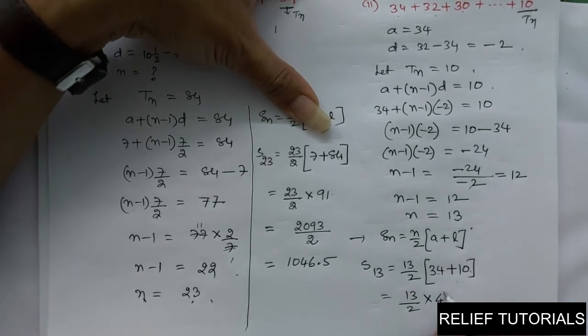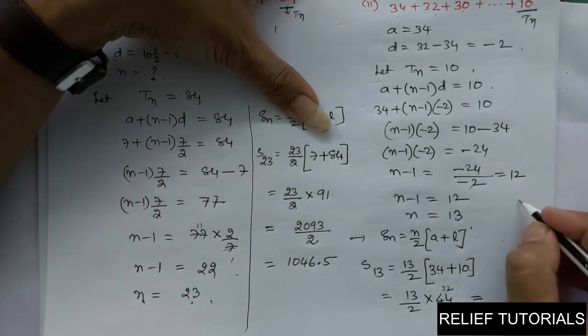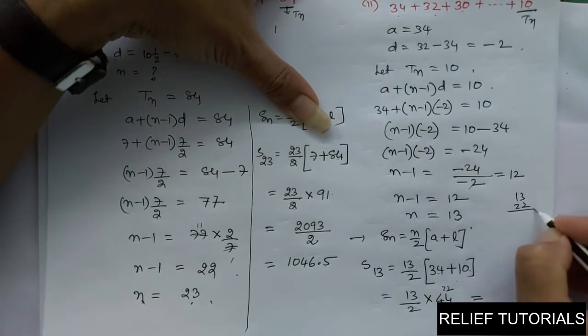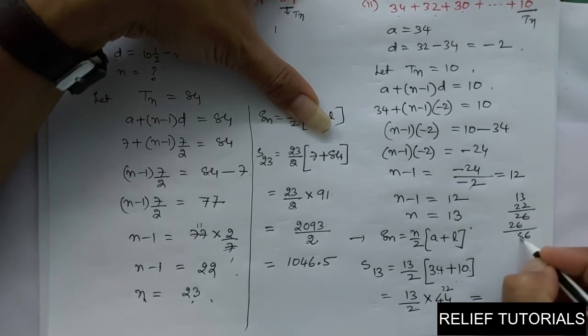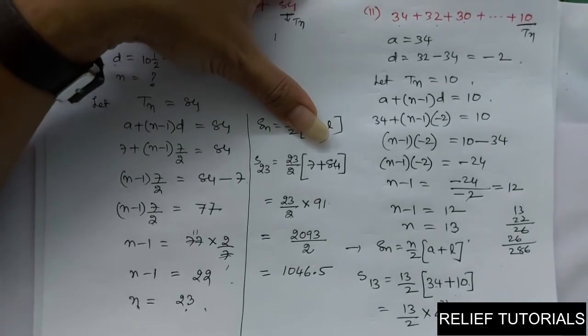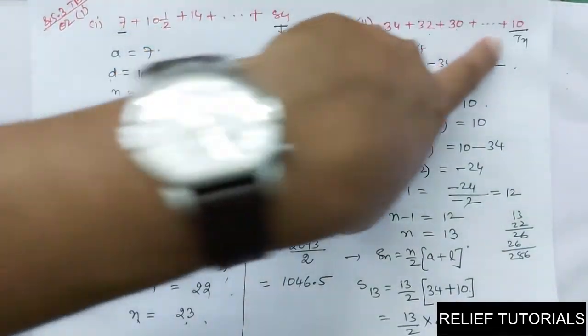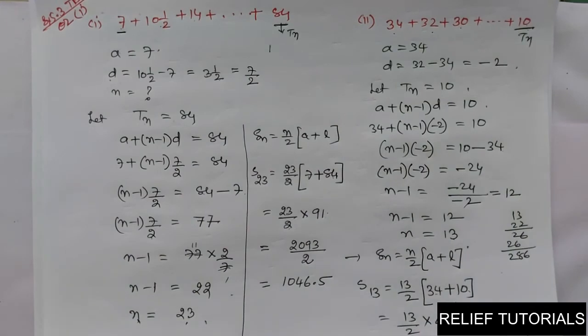So, 2 ones are 2, 2 twos are 4, so 22 is here. So, that is equal to 13 into 22. Clear? So, 13 into 22, that is 286. That is our answer. So, the sum of this series, the total series, is 286.